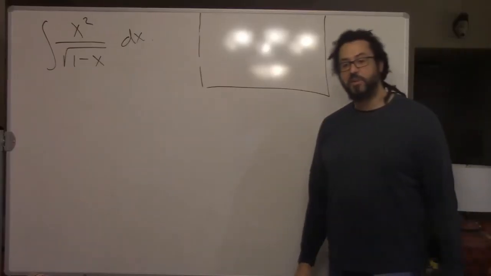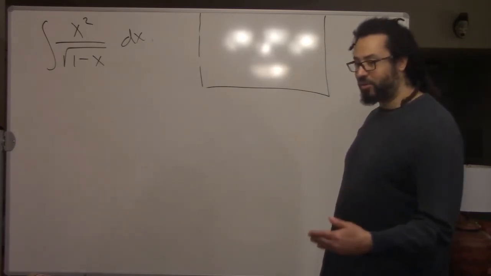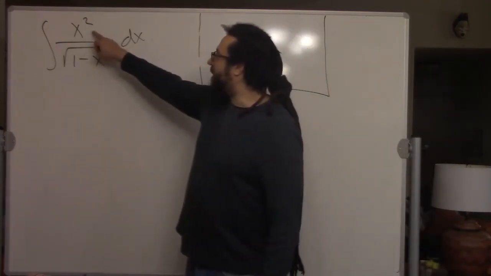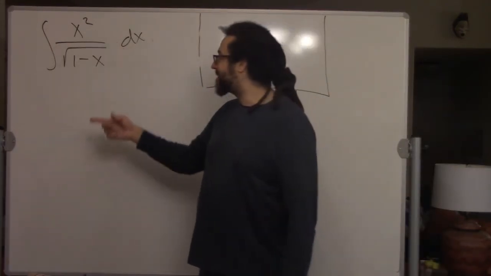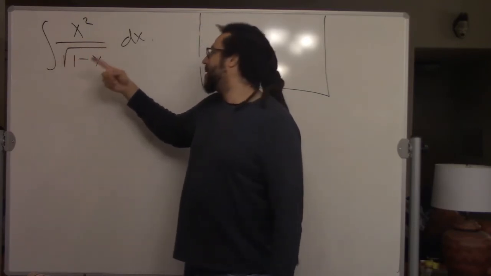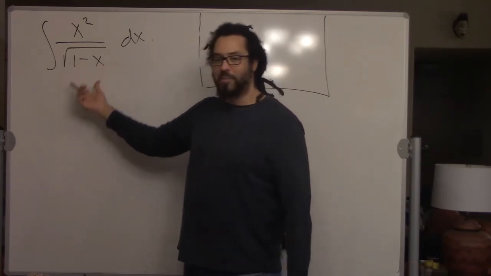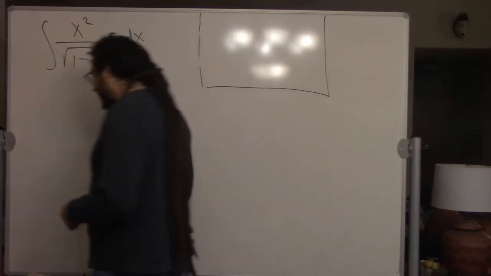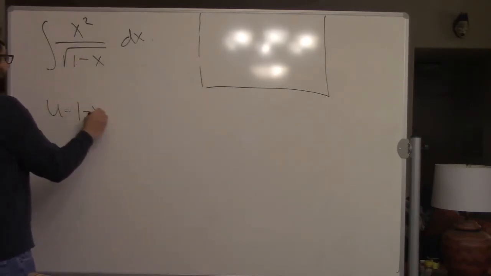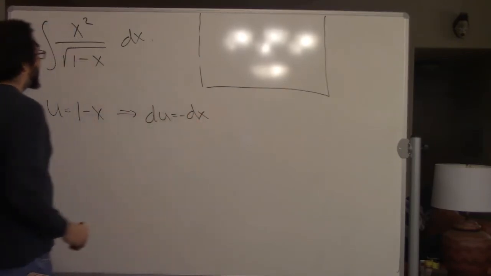Okay, here's a similar situation where we're going to have to make extra use out of that original u-substitution. So if I let u equal x squared, the derivative is 2x. 2x is not going to cancel with the square root of a thing. So the only other option is to let u equal 1 minus x. So we'll start there. So u is equal to 1 minus x. That means that du is equal to negative dx.